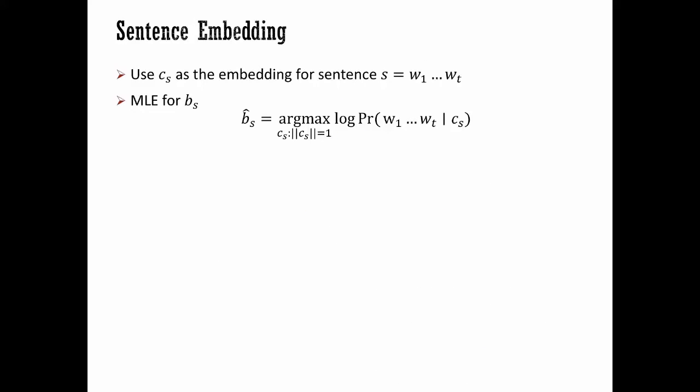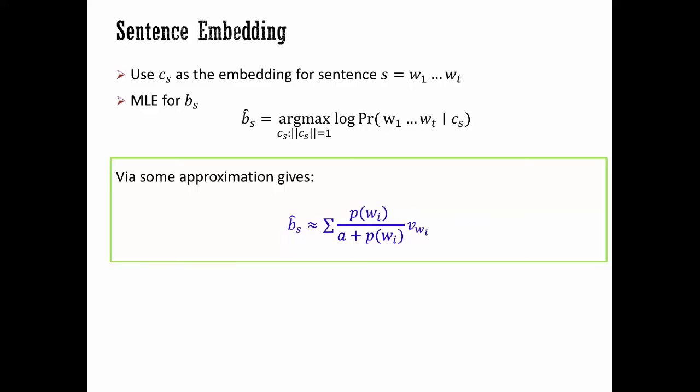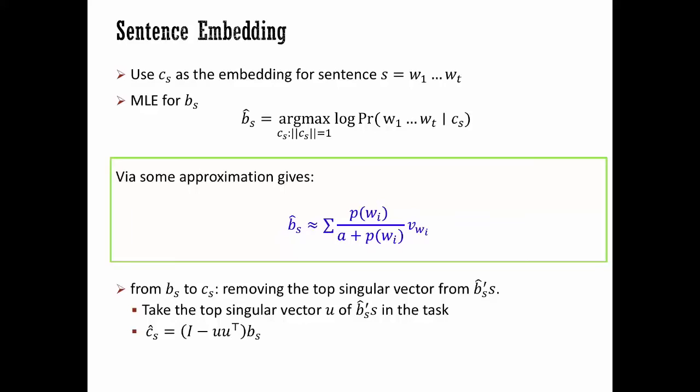What we're going to do is have an MLE estimator for the BS first. We take the log likelihood, and with some simple mathematics we can find that the best estimator for the BS, the shifted discourse vector, is the weighted average of the word vectors. I think I have some typo here, but it's not super important. Then we use the shifted vector to estimate the real semantic vector CS. Recall that BS is just some C0 plus some scaling factor times CS. So basically we want to remove the contribution of C0. We take the top left singular vector of all vectors in BS in the whole task, and then we remove that direction by projection to the orthogonal subspace. And the CS hat will be our final sentence embedding.